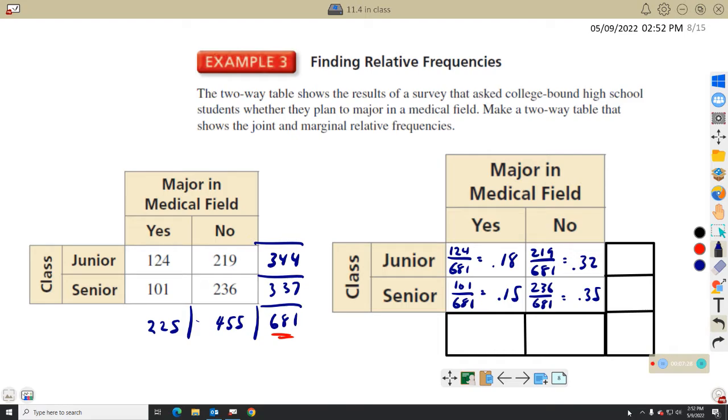Now, the marginal relative frequencies. So here's the marginal relative frequencies. We're just going to add these up left and right and up and down. So this will be 0.33. This will be 0.65. This will be 0.50, and this is also 0.50.